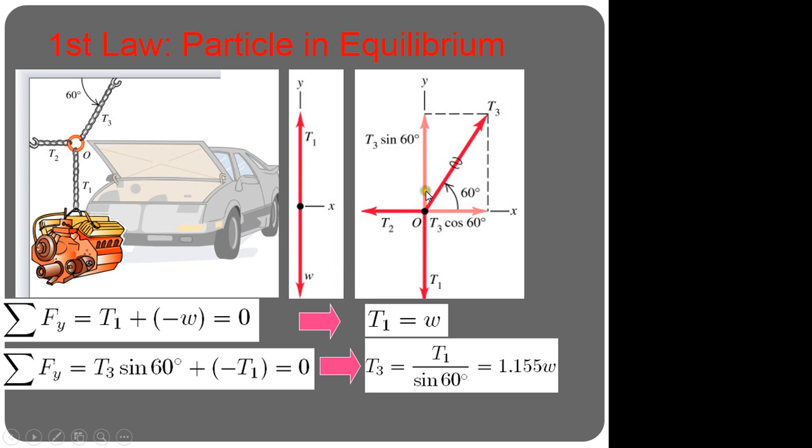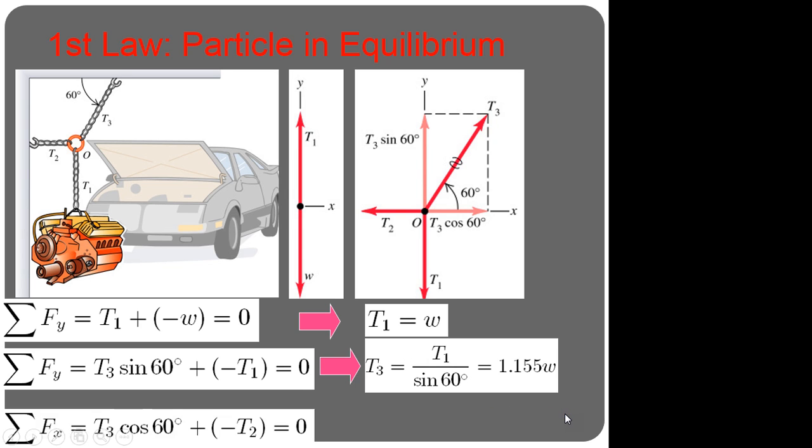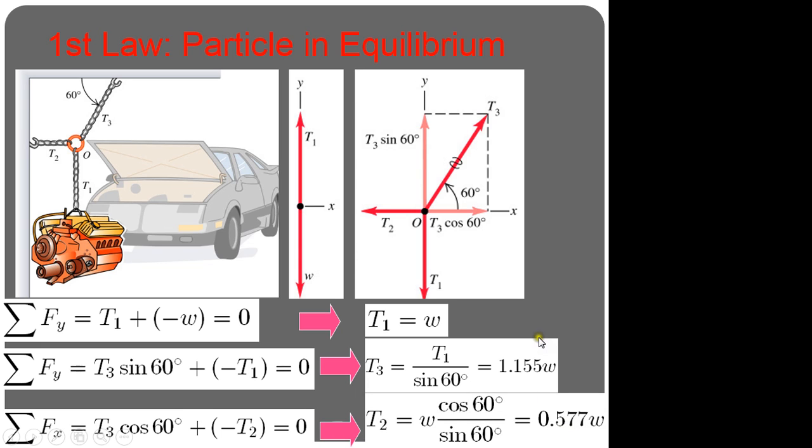T3 then can decompose into a vertical component and a horizontal component, and you should have T1 equals T3 sine 60 and T2 equals T3 cosine 60. Which also means that if you know the angle, you can actually calculate the strength of this rope, or rather the tension in this rope. Okay, easy stuff. Which then also allows you to find T2. So this is still quite very basic.